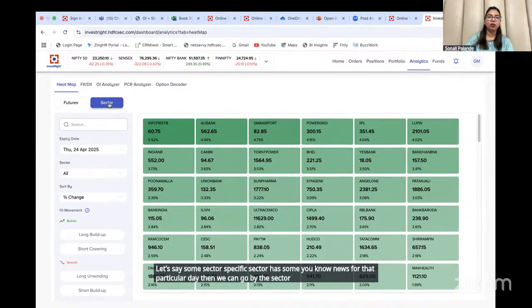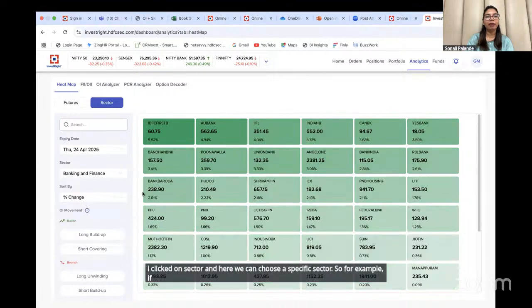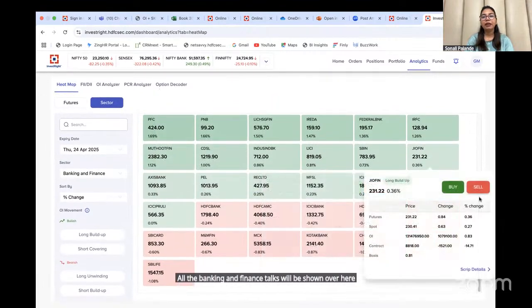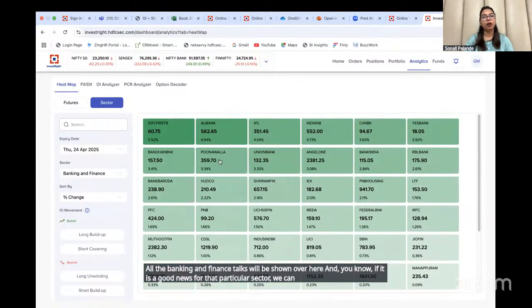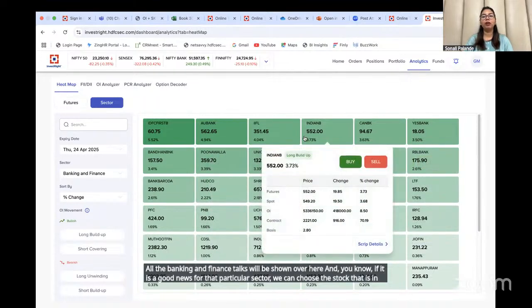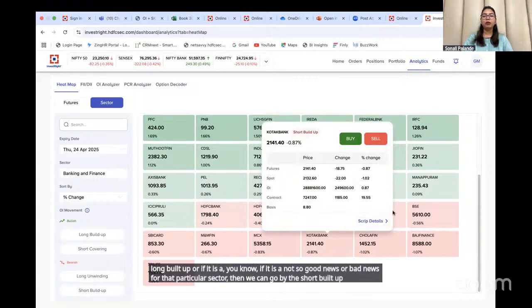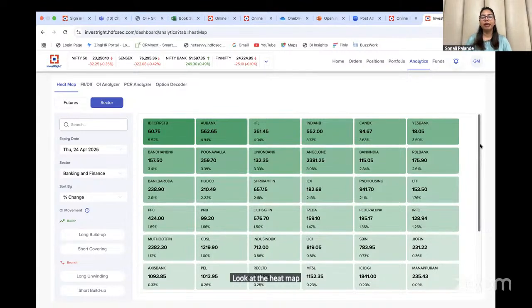Okay, so here what we can do, I clicked on sector and here we can choose a specific sector. So for example, if I click on only banking and finance, so all the banking and finance stocks will be shown over here. And if it is good news for that particular sector, we can choose the stock that is in long built up. Or if it is not so good news or bad news for that particular sector, then we can go by the short built up stock. Okay, so that is how we can look at the heat map, and it will totally help you to filter down your hunt for the right stock.